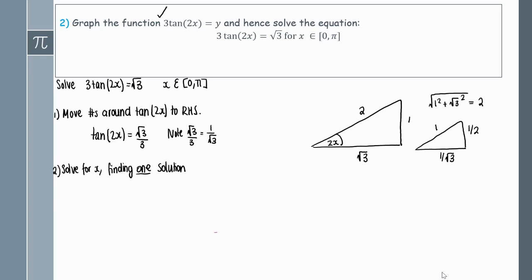I have my hypotenuse is 1. My opposite is half. My adjacent is root 3 on 2. And I know the angle opposite, if I've memorized it, a half, is pi on 6. So that gives me one solution, that 2x has to be equal to pi on 6. But I really want to find a solution for x, so let's divide by 2. I'll get x equals pi on 12.